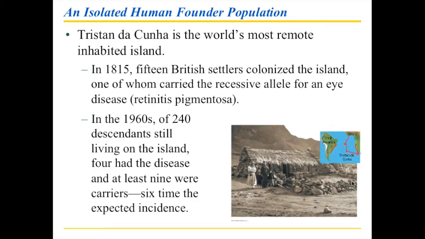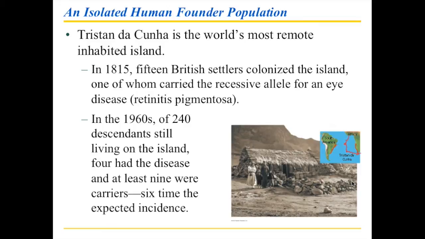Now, 150 years later, you found that 240 descendants of these original 15 people still lived on the island. 4 had the disease, and at least 9 were carriers, and you can figure out who the carrier is because they're parents of the individuals with the disease, right? And that's 6 times what you would normally expect if you went to the Australian mainland. So the incidence is substantially greater on this little island because of this founder effect.